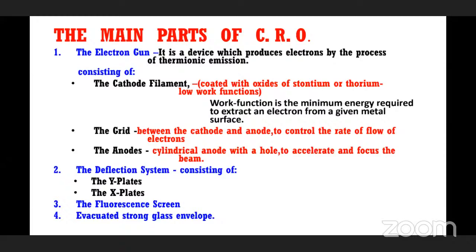By heating the cathode with a low voltage supply. That is by heating the cathode by low voltage supply. Then what happens? The electrons gain enough kinetic energy to break away from the cathode.